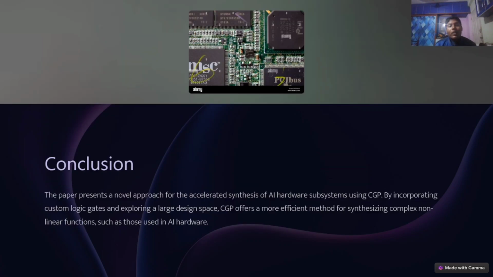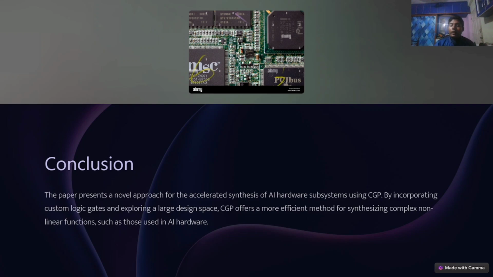So the conclusion was that the paper presents a novel approach for accelerated synthesis of AI hardware subsystems using CGP by incorporating custom logic gates and exploring a large design space. CGP offers a more efficient method for synthesizing complex non-linear functions such as those used in hardware. So yeah, this was the basics of what was in the paper.